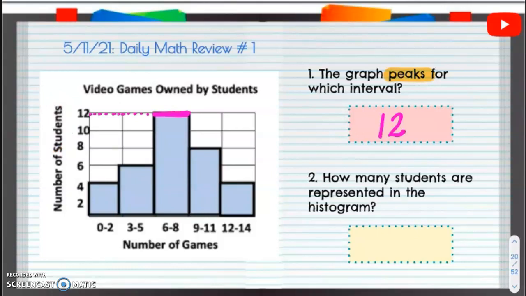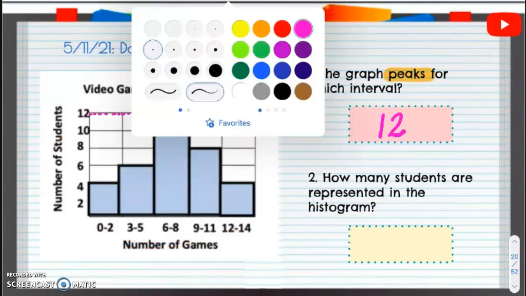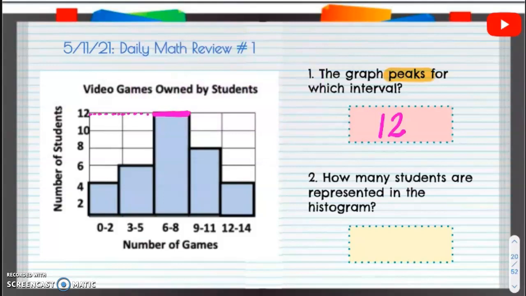The next one, how many students are represented in this histogram? So this is a histogram, remember. How many students are represented? Well, we're going to kind of have to count here. Between the number of games of 0 and 2, there were 4 students. 3 to 5, it goes to 6. This one's 12, 8, and 4 again.